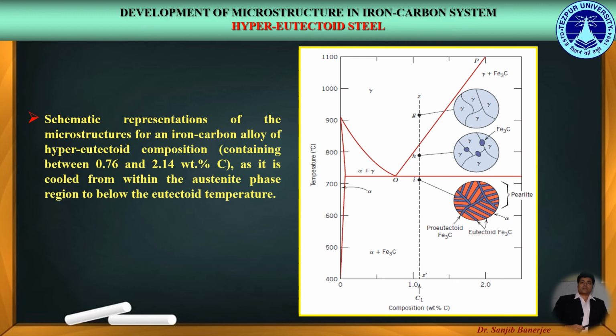Lastly, we come to study the hypereutectoid steel. Over here, we can see the schematic representation of the microstructures for an iron carbon alloy of hypereutectoid composition, that is C1, as represented by this dashed line, containing between 0.76 and 2.14 weight% of carbon, as it is cooled from within the austenite phase region, that is point G, to below the eutectoid temperature, that is 727 degrees centigrade.